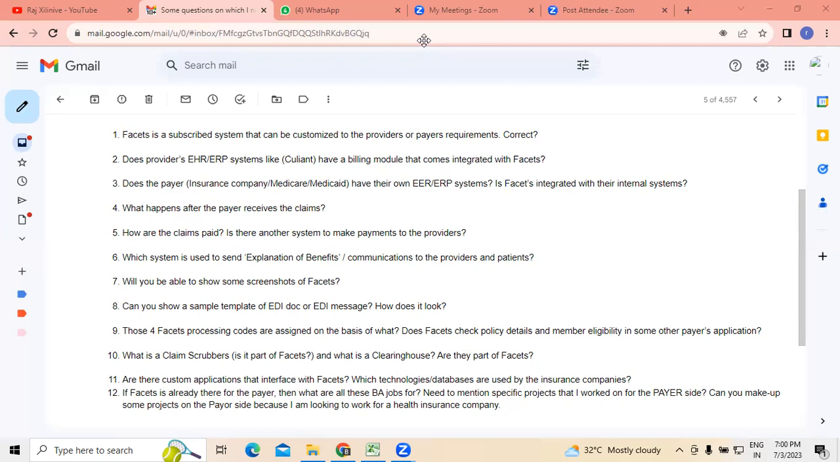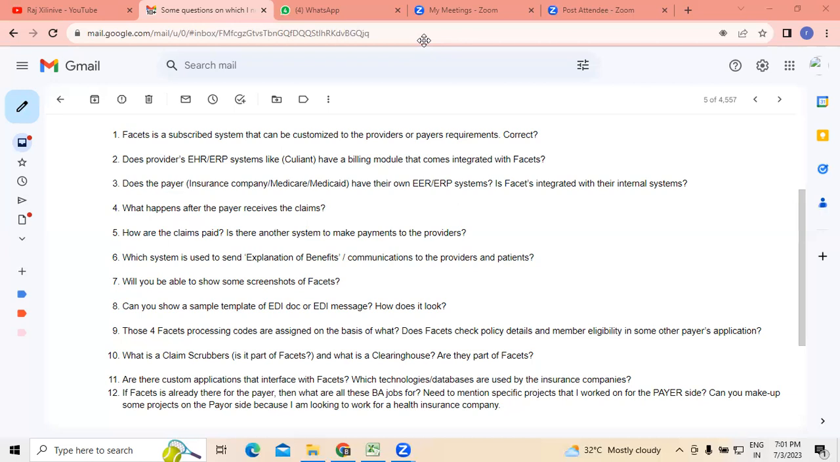Second question: do provider EHR and ERP systems have a billing module that comes integrated with Facets? Billing is a module which is a part of Facets, subject to correction. ERP is a system used to enhance the business processes of the organization, because a lot of departments are involved. To integrate a lot of departments, ERP systems are used, like Oracle ERP, which is widely used in healthcare, and even SAP.